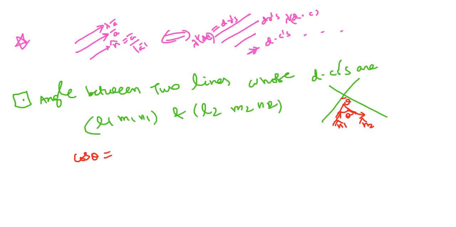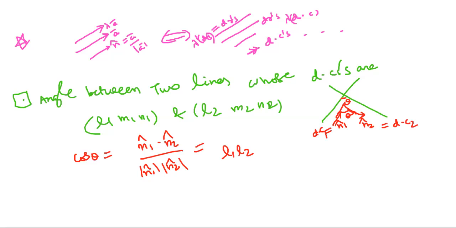So cos theta is nothing but N1 cap dot N2 cap by mod N1 cap mod N2 cap. By default, N1 cap is a unit vector in the direction of the line, which is nothing but the DC. So this is your DC1, this is your DC2. So it is L1 L2 plus M1 M2 plus N1 N2.